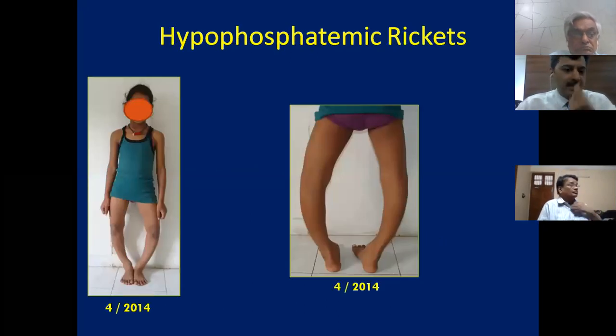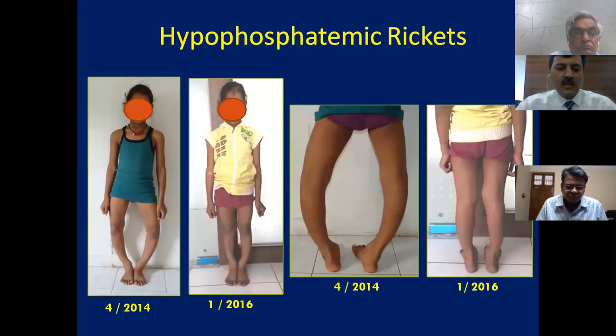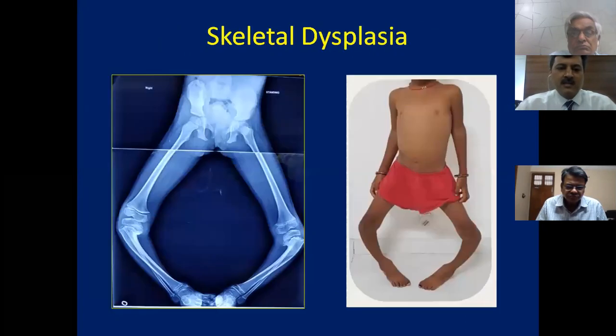A similar child, 7 years old, with hypophosphatemic rickets, was diagnosed at our bone health clinic by our endocrine colleagues. And her varus is not acceptable. We did growth modulation and we could correct her alignment. Similarly, this boy who presented at the bone health clinic, we diagnosed as metaphyseal chondral dysplasia. At the age of 3 years, he had significant varus.